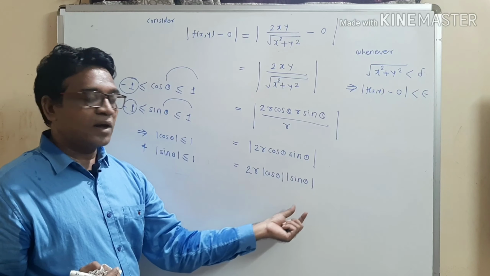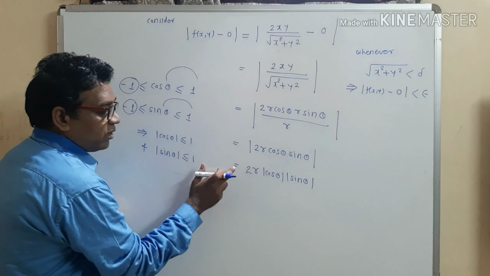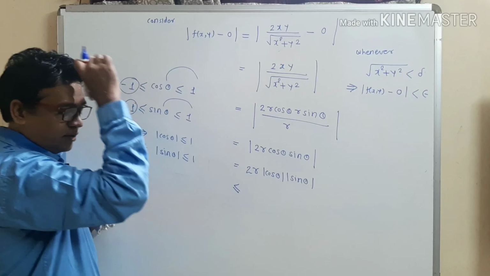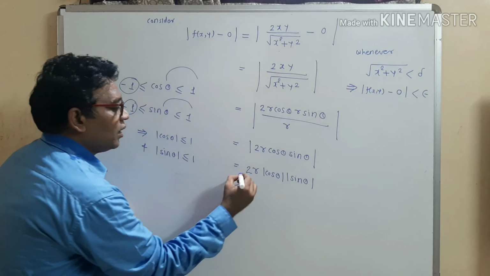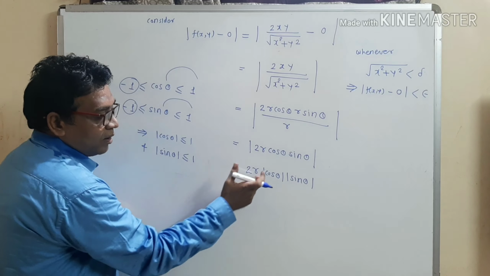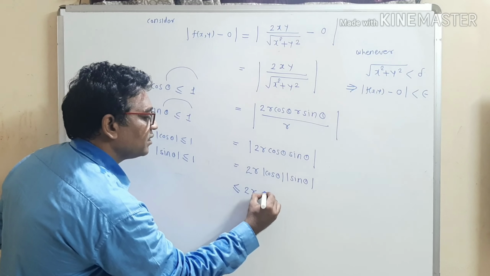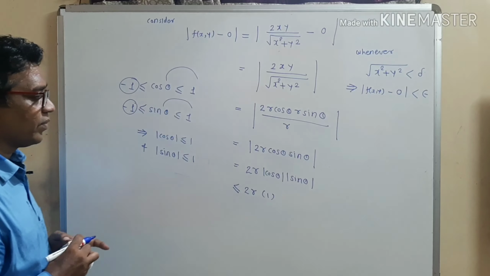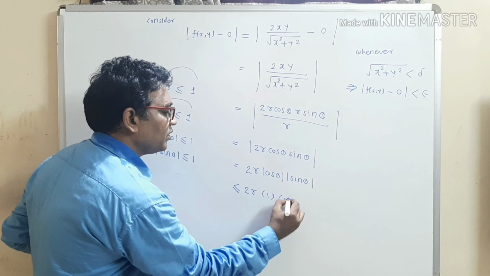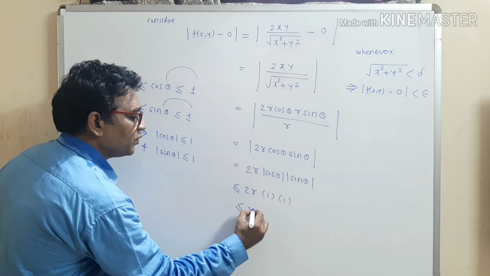Whenever there is sin theta, we can replace that sin theta by 1. So now instead of this equality, write here less than or equal to, 2 as it is, r as it is. Now replace this cos theta by 1 by taking this less than or equal to sign. So cos theta is 1. Replace this sin theta by 1 by taking this less than or equal to sign. So this is the same as less than or equal to 2r.